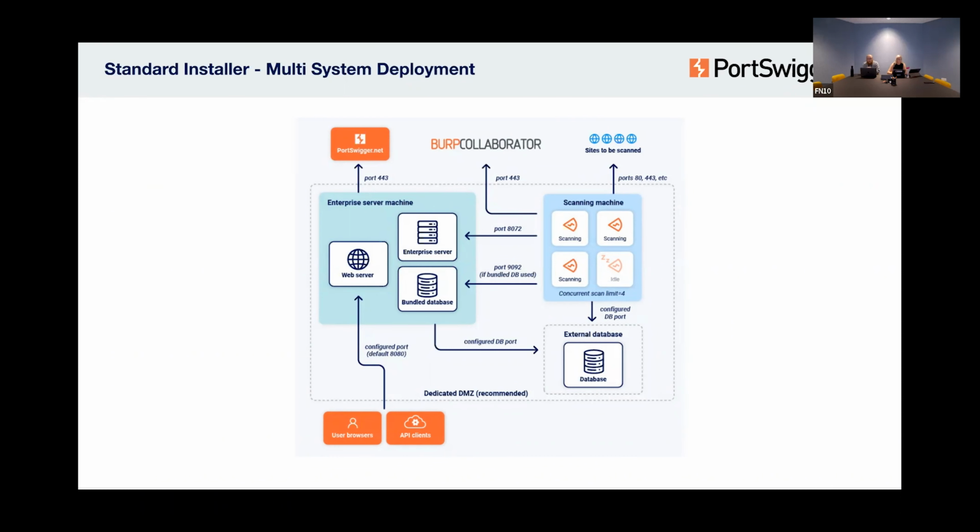So we need to reach back out to portswigger.net. This is for license activation and how we deliver product updates. You'll also connect to Burp Collaborator Service, which you'll be familiar with if you're an existing Pro user. Works the same for Enterprise. You can still deploy a private Collaborator if you desire to do so. And then, of course, those target applications that we want to scan as well.